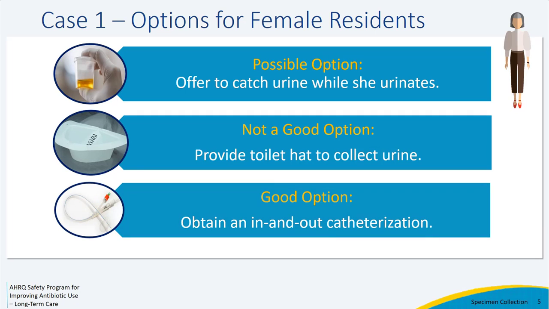Last, obtaining an in and out catheterization is probably the best way to obtain a good sample. The downside to this approach is that it is invasive and can be uncomfortable for the resident. Again, using sterile technique and cleansing the genitals before obtaining the sample remains important here.